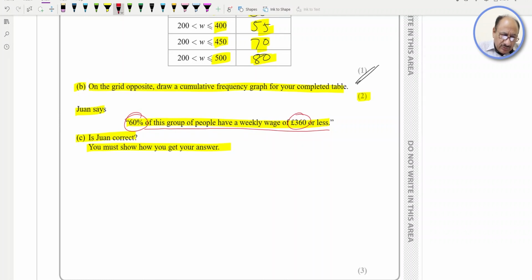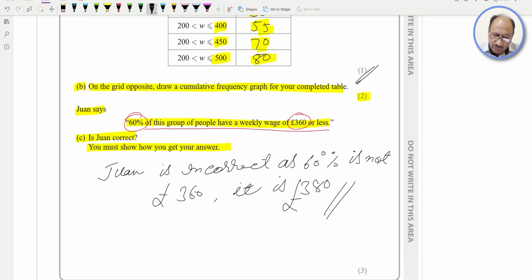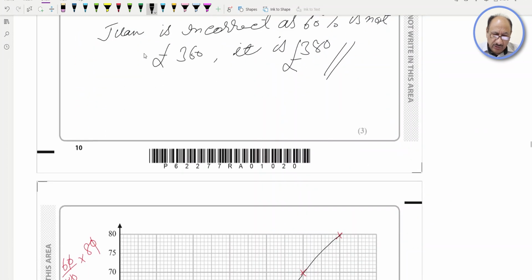So we will write Joan is incorrect as 60% is not 360 pounds. It is 380 pounds basically. This is what we can mention. So this is done. We are done with the paper.